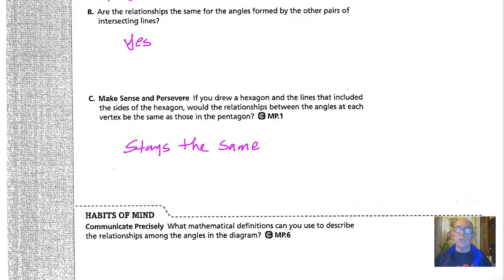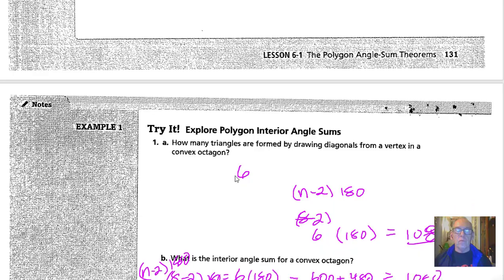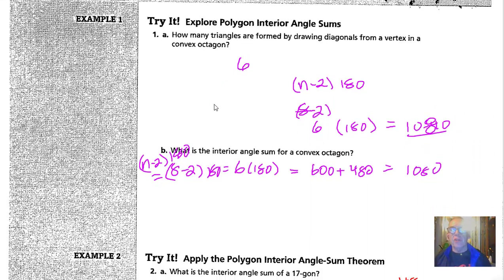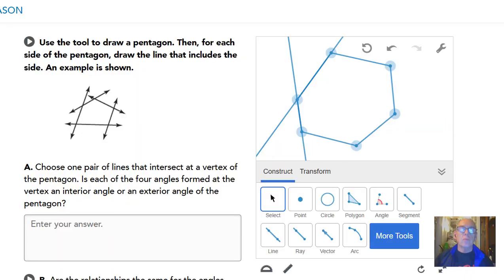Okay, let's go back to the student companion. So the relationships basically stay the same. It doesn't matter about the number of sides. At each vertex, you've got a pair of interior and a pair of exterior angle measures. Let's move up. Okay, so example 1, to try it, explore polygon interior angle sums. So we're talking about a convex octagon.